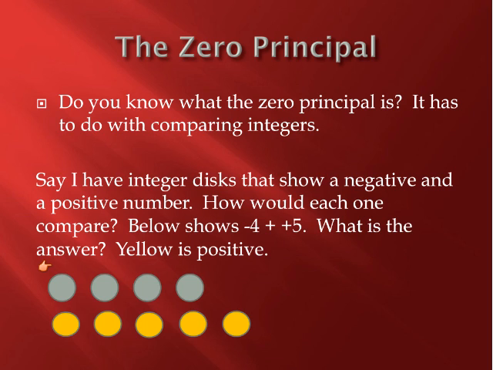So, say we have -1 and we have +1. We put them together and we get 0. So that is called the zero principle. And what that means is every time you have a plus and a minus together, you have 0. So this is one way that we can figure out how to add. So below shows the number line, the number picture, sorry, for -4 plus +5.